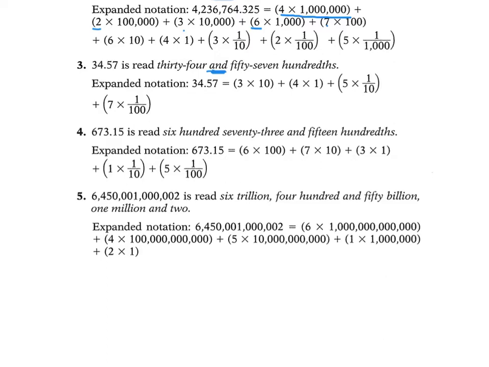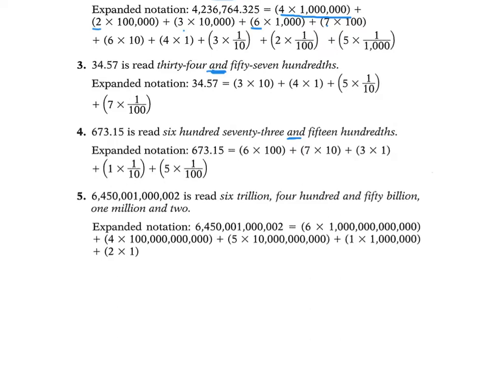So next for number 4, we have 673.15. We would read this as 673 and 15 hundredths. In expanded notation, we would write this as 6 times 100 plus 7 times 10 plus 3 times 1 plus 1 times 1 over 10 plus 5 times 1 over 100.